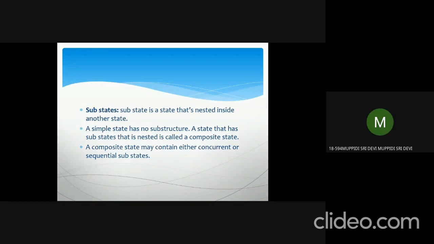As the name itself says, a sequential substate is nothing but only one thing will happen at a time. In a sequential substate, only one thing will happen at the same time. Whereas in a concurrent substate, more than one action will be performed at the same time. That is a concurrent substate. We'll explain this sequential substate and concurrent substate using some examples.